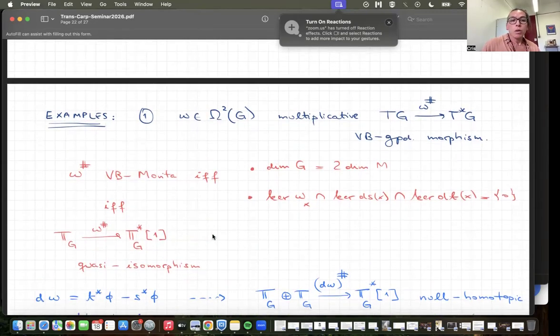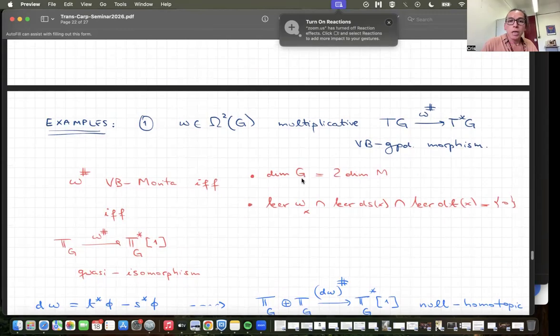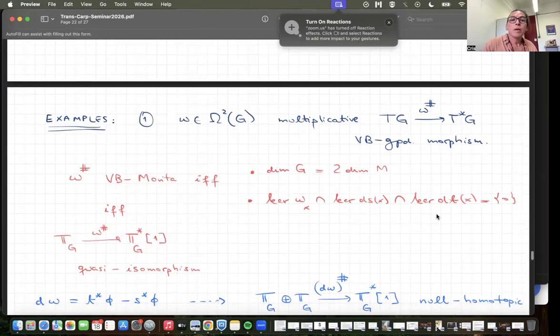And now you can figure out whether this map is actually a quasi-isomorphism. You can try to find more explicit conditions which tell you that this map is a quasi-isomorphism. And these are the conditions on the right-hand side. So the dimension of the groupoid has to be twice the dimension of M. And the intersection of this kernel has to be 0. Okay?